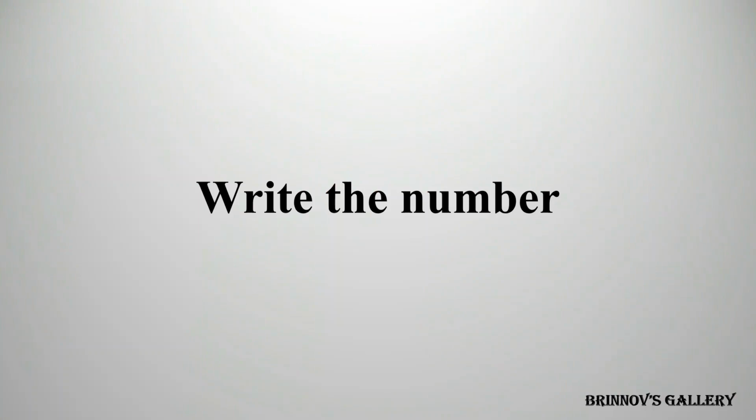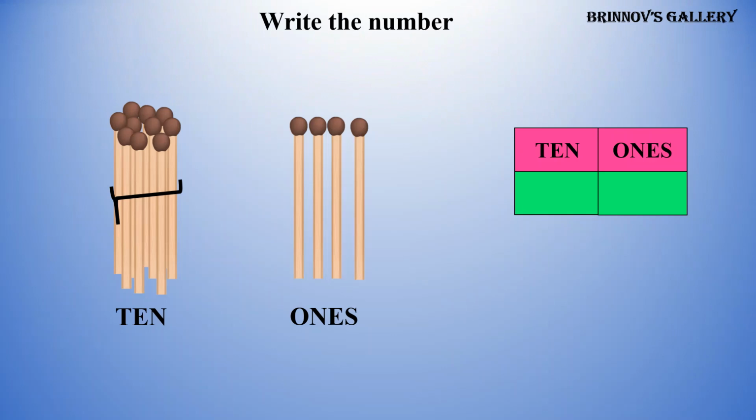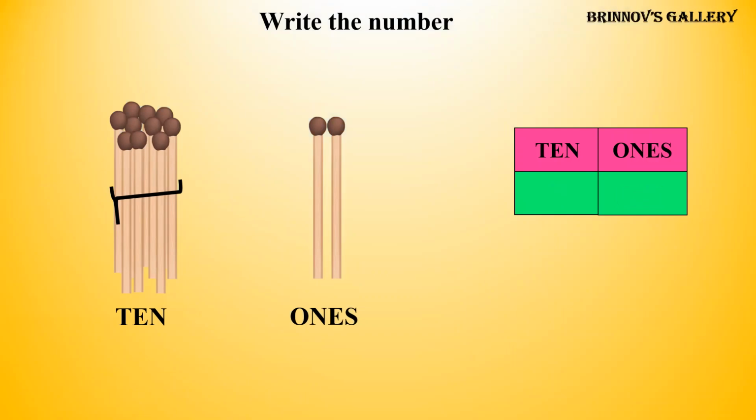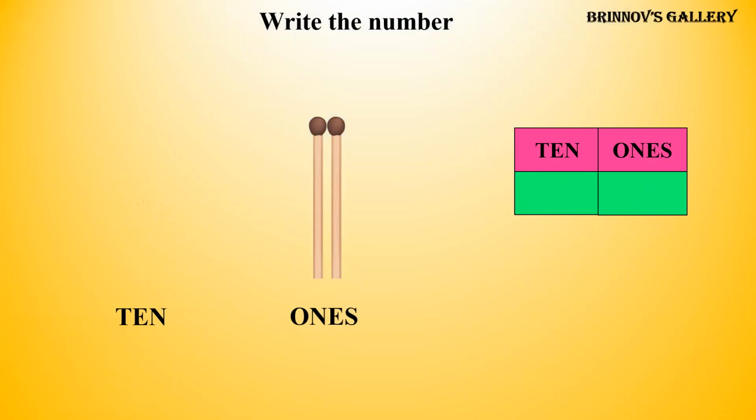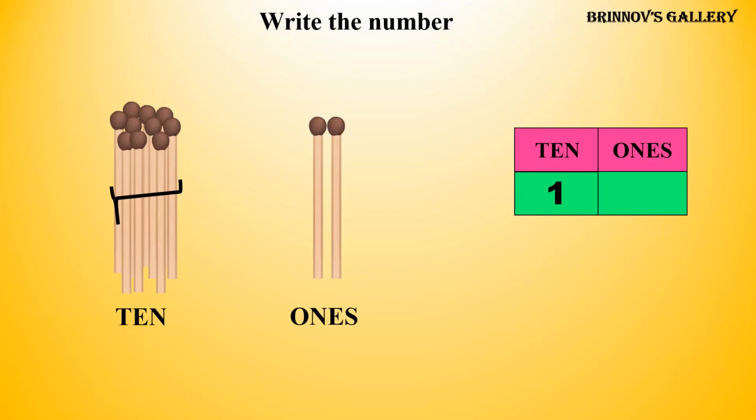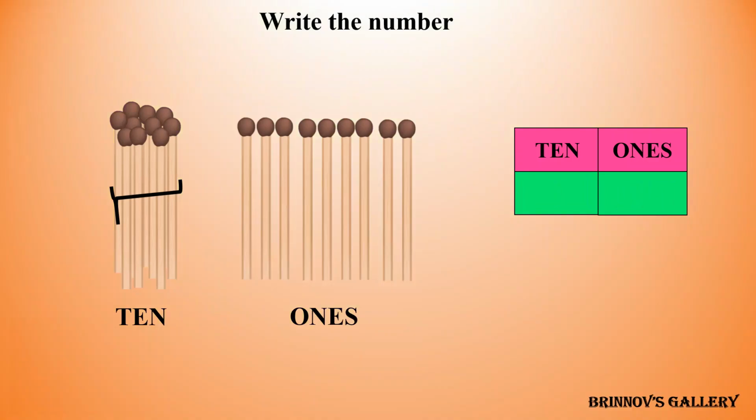Write the number. 1 ten, 1, 2, 3, 4, 4 ones, 14. 1 ten, 1, 2, 2 ones, 12. 1 ten, 9 ones, 19.